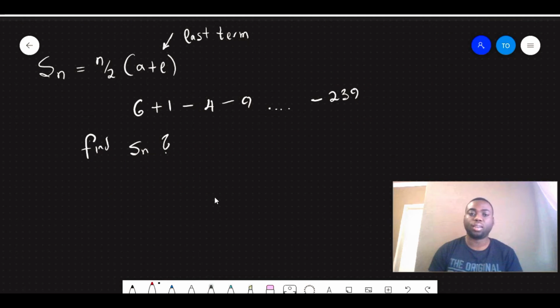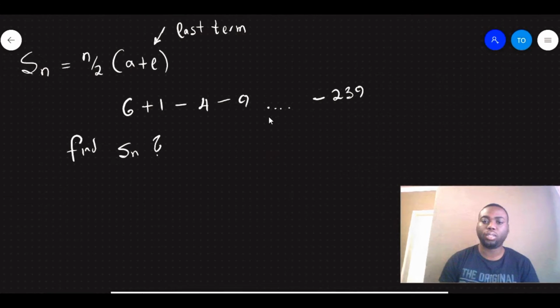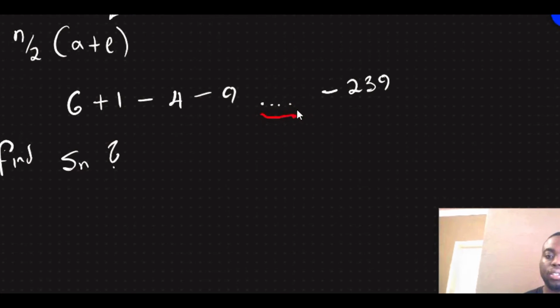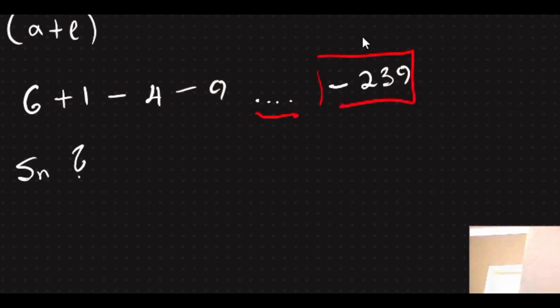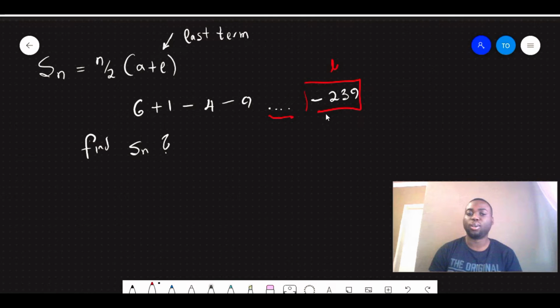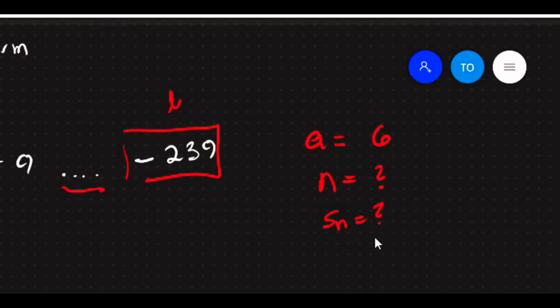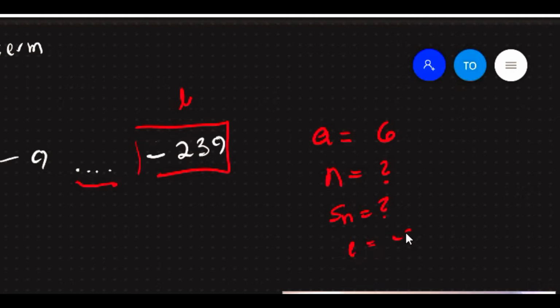Now, this is your second example. You're given a pattern which says 6 plus 1 minus 4 minus 9. Whenever you see this here, it means that there are other terms in this series, but the last term is that one over there because that's where it ends. So this is the sort of question in which you're given the last term. If you're going to calculate your last term, you're going to use this formula. So we can list exactly what we do have. We have our A to be 6. We don't know what our N is. We are also trying to find our Sn. We have our last term to be negative 239.